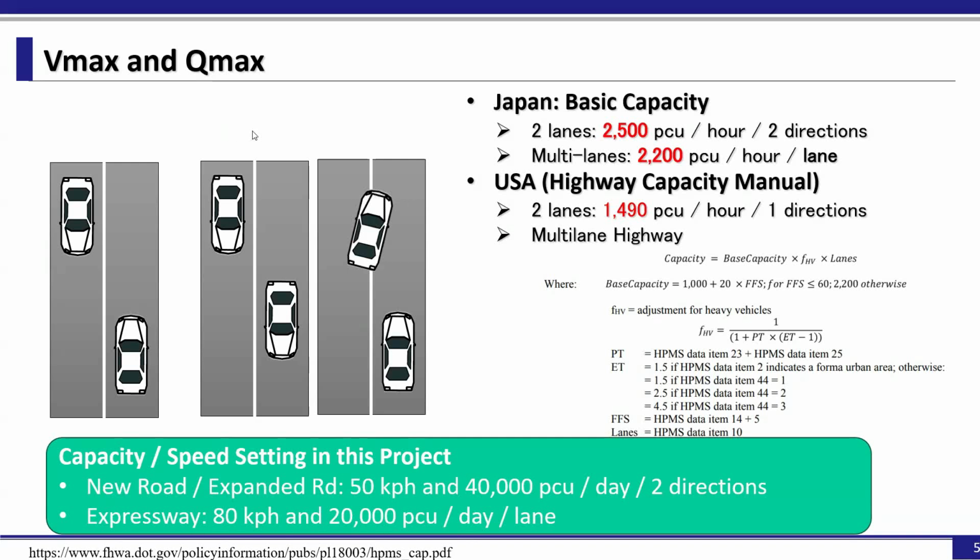with 2 or 3 lanes per direction. And one of the topics, in Japan and the United States and other countries internationally, is that the capacity setting is different between 2-lane roads and multi-lane roads. Yes, you can see for the 2-lane roads, the capacity is just 2,500 PCU per hour per 2 directions.